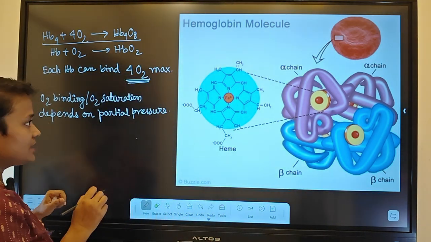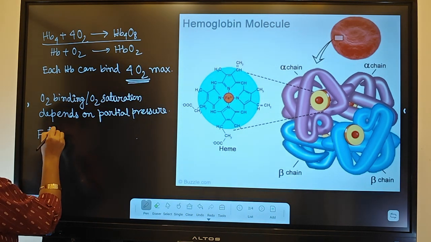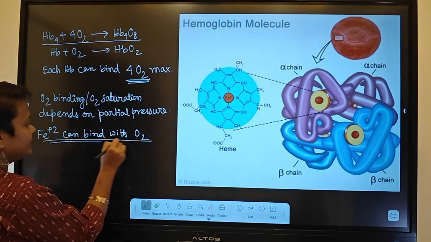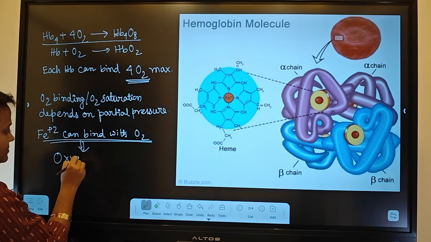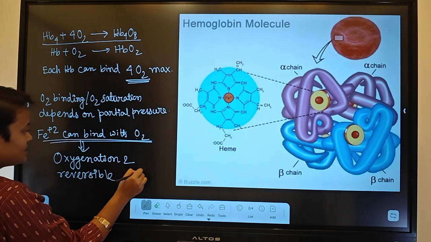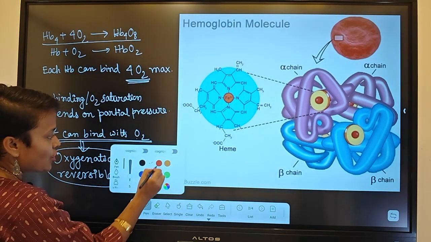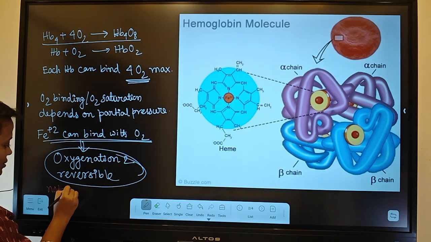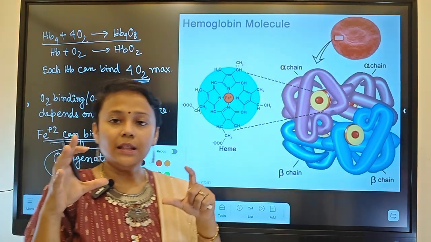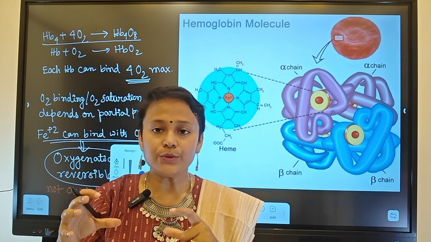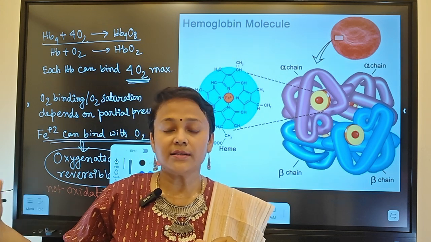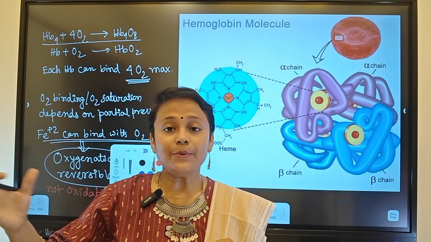Here it is oxygen. Now, as I told, Fe+2 can bind with oxygen, and this binding is oxygenation, and it is reversible, and it is not oxidation. Why is reversibility required? Because see, in the lungs, the oxygen will bind to the hemoglobin, and in tissue, the hemoglobin has to release the oxygen so that the oxygen will be utilized by the tissues. So it will be reversible binding.